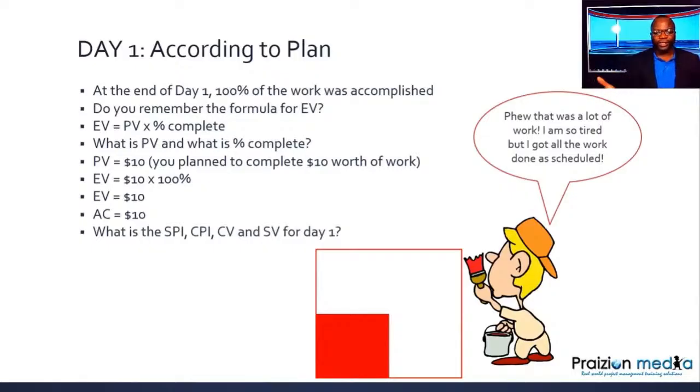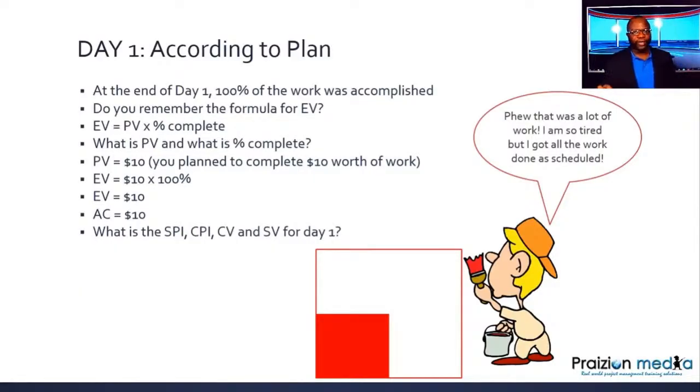So we've got AC given, and the question is, what is SPI, CPI, CV, and SV for day 1? Now let me give you a very quick way of knowing this. Here's the trick.